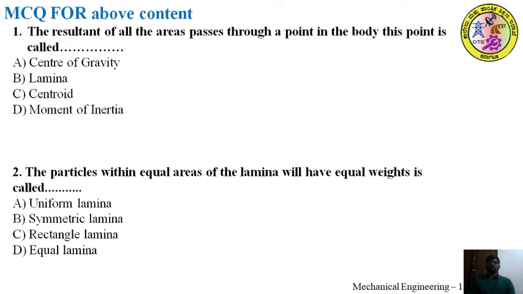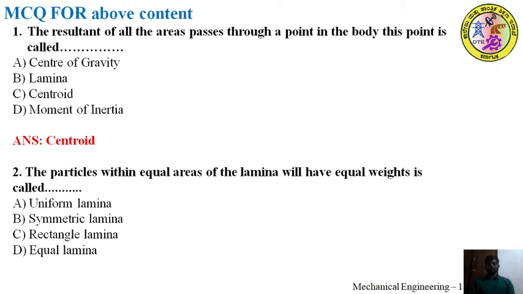Now, some MCQs for the above sessions. We'll see them one by one. The first one: the resultant of all the areas passes through a point in the body. This point is called dash. The options are A. Center of gravity, B. Lamina, C. Centroid, and D. Moment of inertia. The answer is option C, centroid.